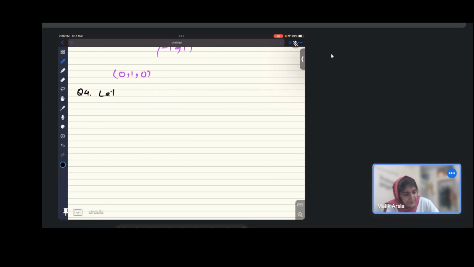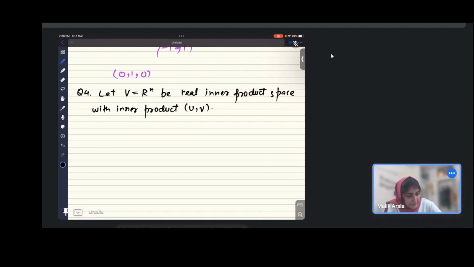Let V equal to R^n be a real inner product space with inner product ⟨u, v⟩ given by the summation of i running from 1 to n of ui vi. It's nothing but the definition of inner product.